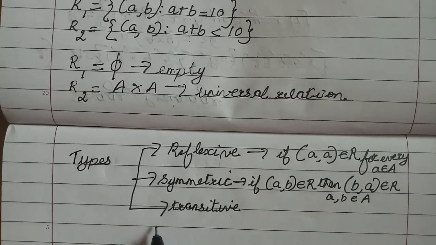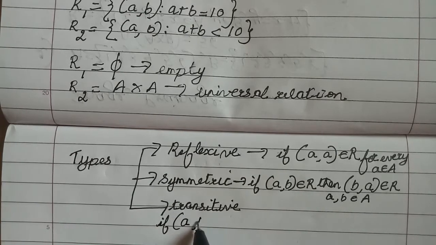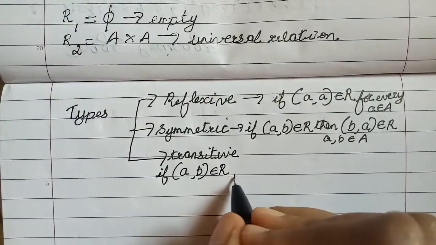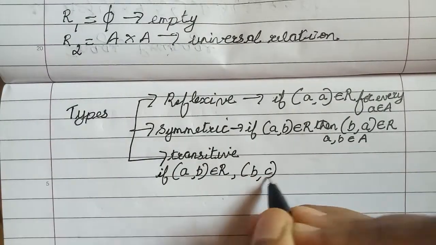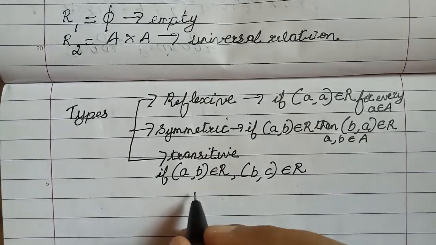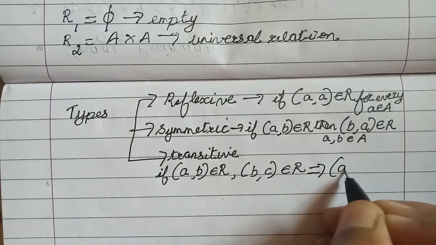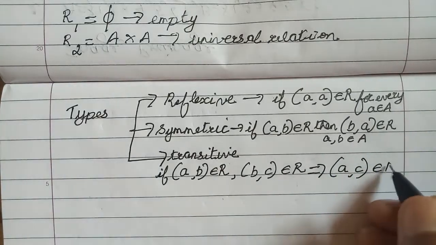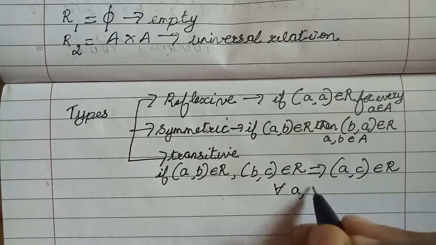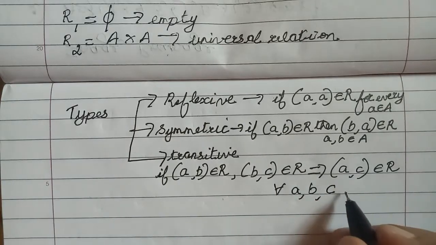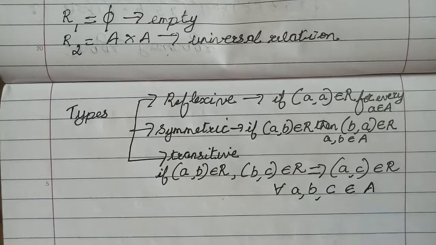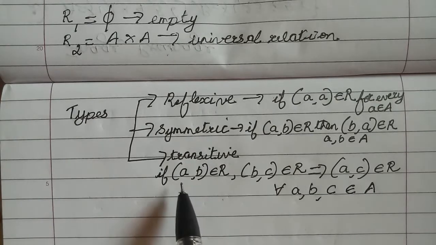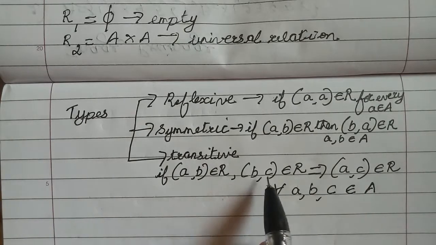Now what do you mean by transitive? Transitive will require 3 elements. It says that if in your relation you have elements of the type (a, b) belonging to R, and you have elements of the type (b, c) belonging to R, then definitely you should have elements of the type (a, c) belonging to R, for all a, b, c. That means you should have (a, b), you should have (b, c). That means they have a common element.